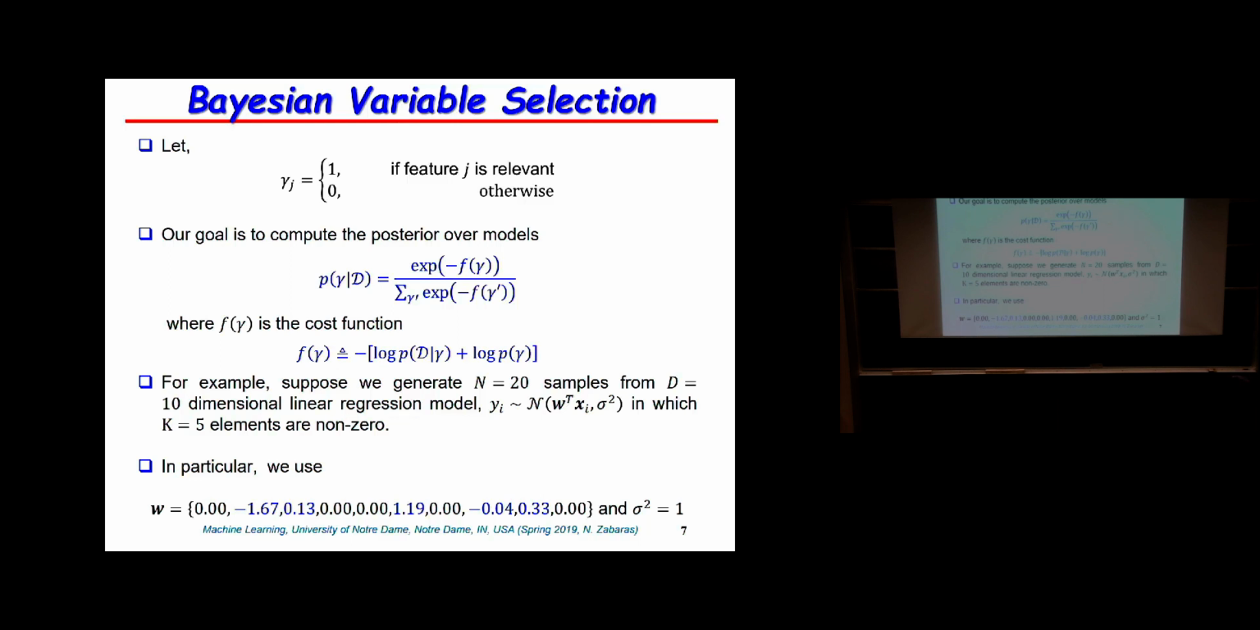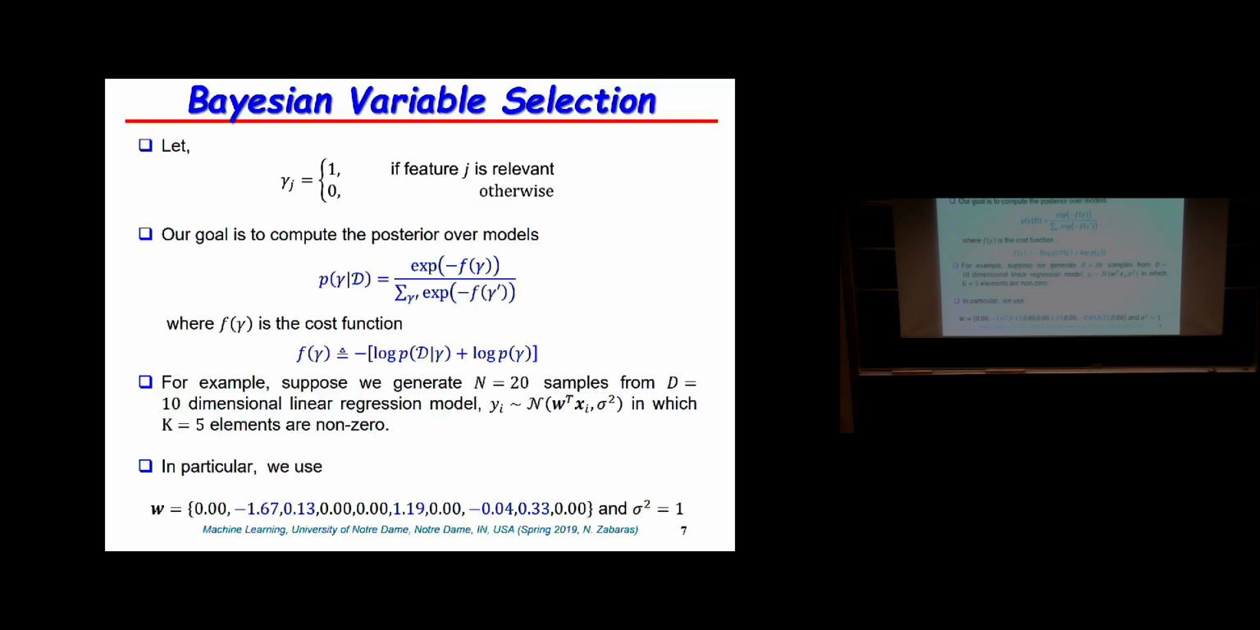And we wrote in a very compact form the posterior of gamma in this form, where f of gamma is basically minus the log of the normalized posterior. So this is the marginal likelihood, and this is the prior. And one of the things we started discussing in the last lecture is that it is not trivial to actually explore the space implied by this posterior.